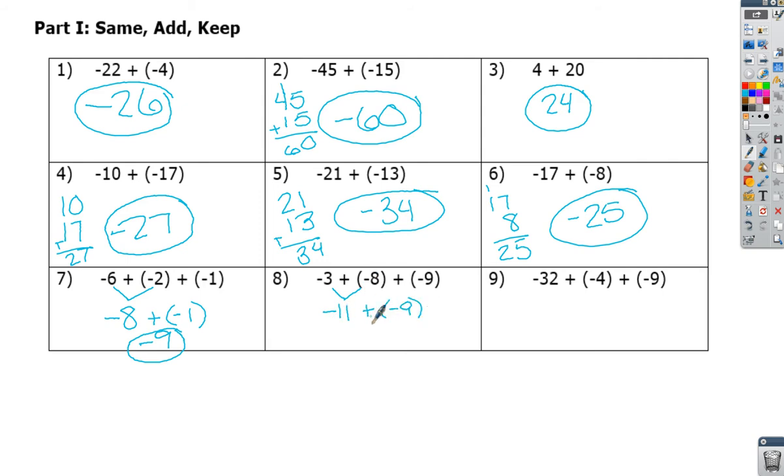We'll look at negative 11 plus negative 9. They're both negative, meaning our signs are the same, and we're adding and keeping the sign again. So 11 plus 9 is 20, and we'll look at our signs, which are both negative. So we have a negative 20.